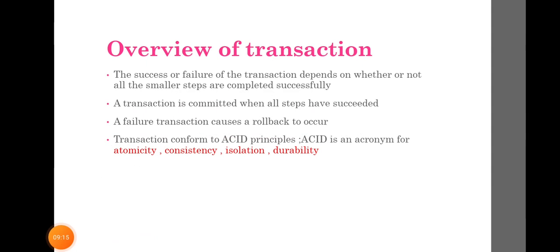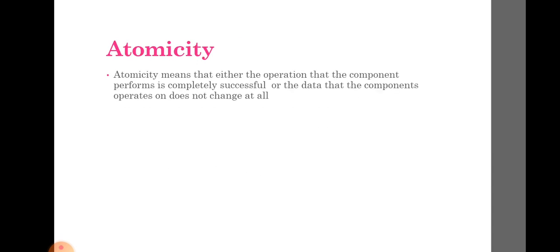we can undo the operation. Got it, students? Next, the transaction conforms to the ACID properties. What is the acronym for ACID properties? ACID. A stands for atomicity, C stands for consistency, I stands for isolation, and D stands for durability. Got it? Next, what is meant by atomicity?